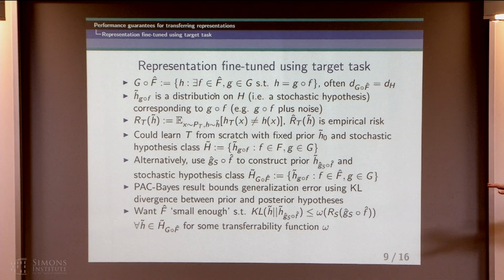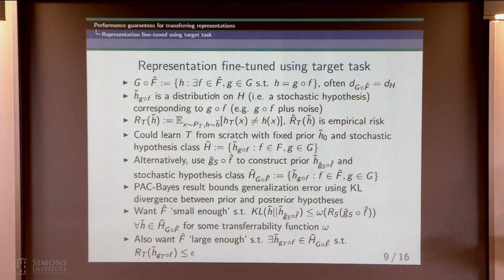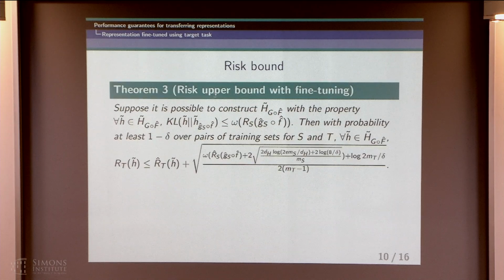We want to find a subclass of representations that's small enough in the sense that all of our KL divergences within that class become small, so we can upper bound them in terms of some new transferability function omega. On the other hand, we want it to be large enough as a representation class to still capture some good representation. There's no point gaining a lot in terms of generalization error and then not actually having a sufficiently expressive hypothesis class. And in that scenario, we can gain a different generalization error bound.